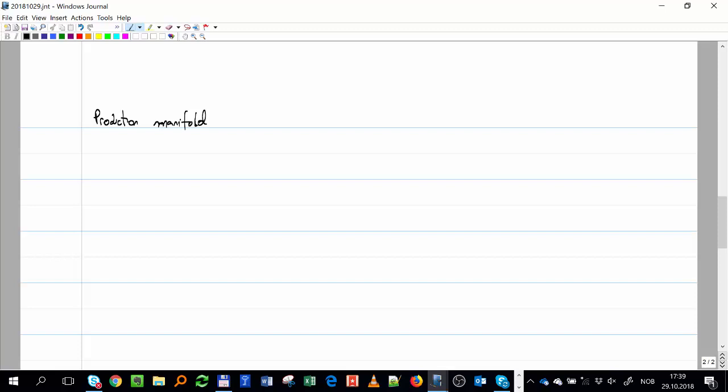And the production manifold has many different functions, okay? But one of them is to route, or to direct, the production of a well to certain flow lines, to certain separators, okay?